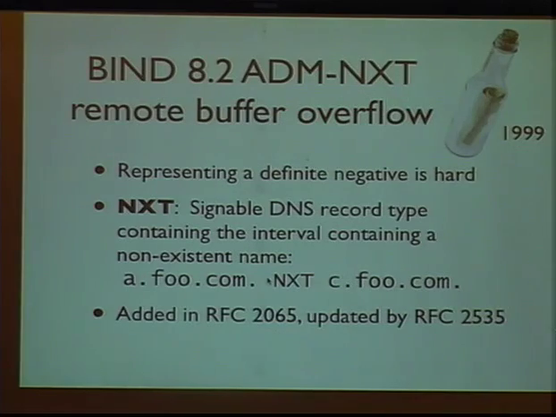Let's look at another bug, which is BIND 8.2. BIND introduced a special kind of record called NXT to say to the requesting client that, you know what, there is no name like this. But how do you represent a negative? Well, the way you do this is you say, okay, between this name and that name, there are no names. So the response gave you basically a pair of names saying that, no, that range is unpopulated, be warned. And this has gone through a couple of updates.